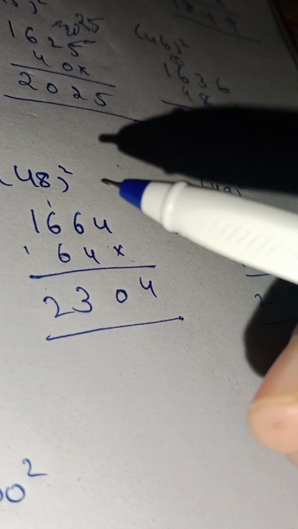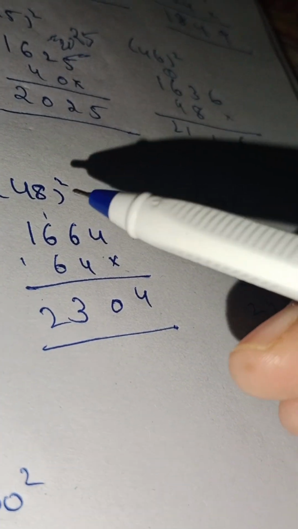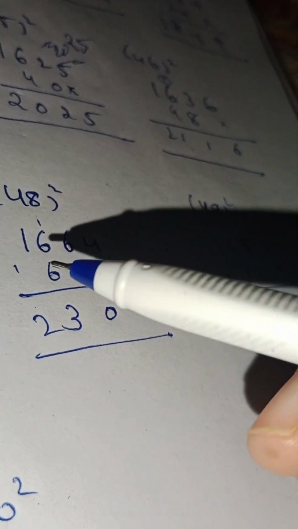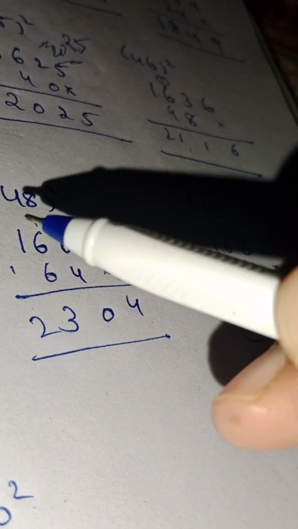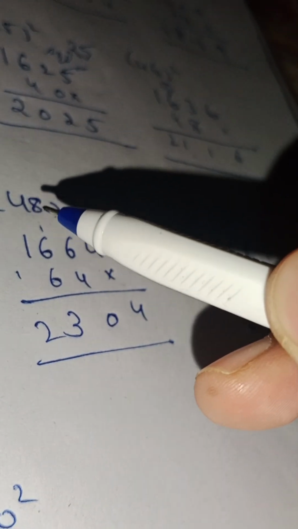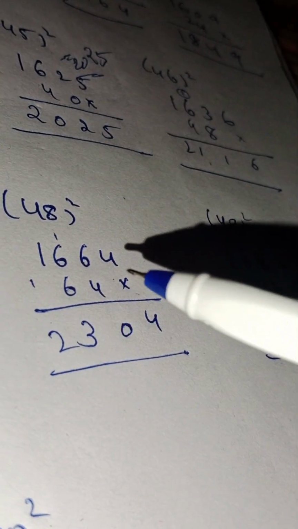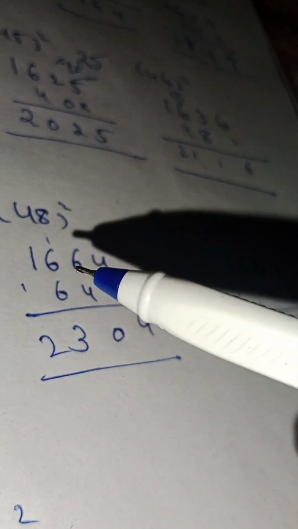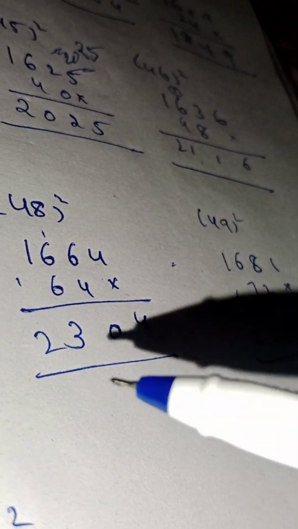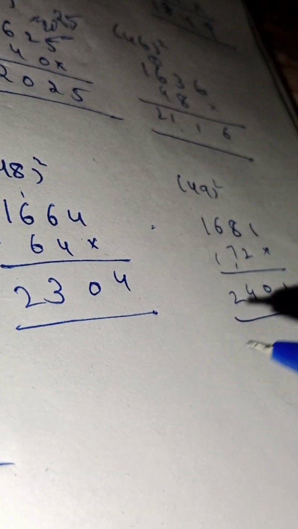What we have to do now, we have to find the square of 48. So that is 4 square is 16, 8 square is 64. If we multiply this, 4 8s are 32, 32 2s are 64. Again, if we add all this, 4, 6 plus 4 is 10, 6 plus 6 is 12, 13, and 1 plus 1 is 2. So 2304 is the 48 square.